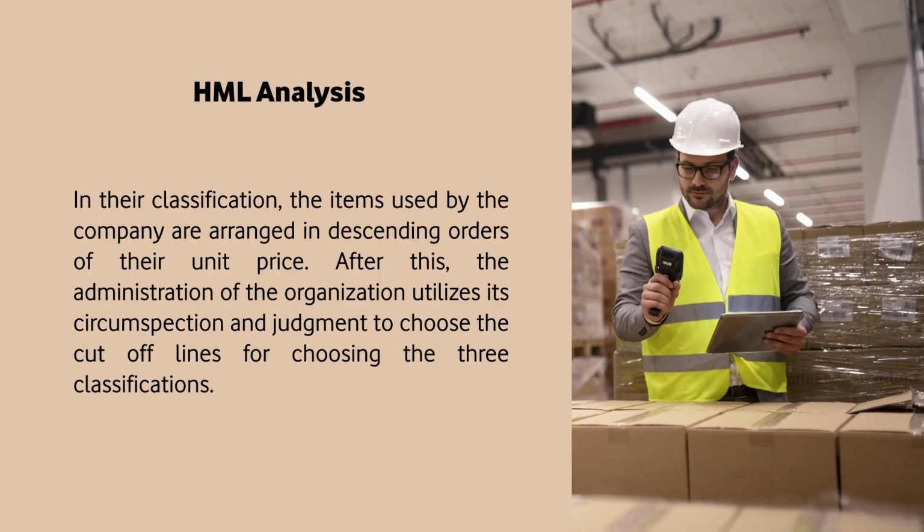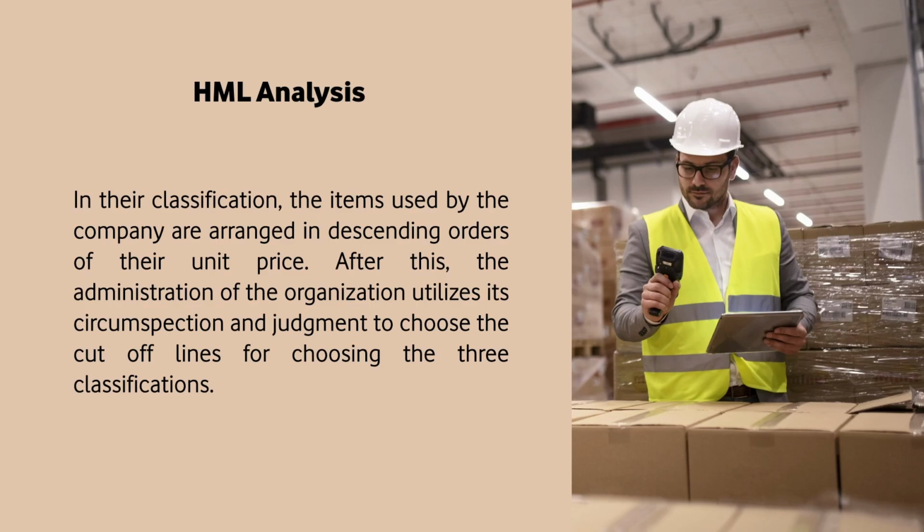The difference being that instead of value, the price criterion is used, and the items used by the company are arranged in descending order of their unit price. After that, the administration of the organization utilizes its circumstances and judgment to choose the cutoff lines for choosing these classifications.